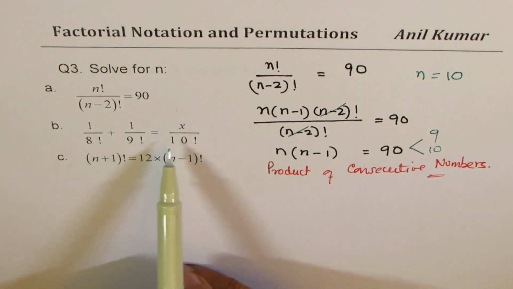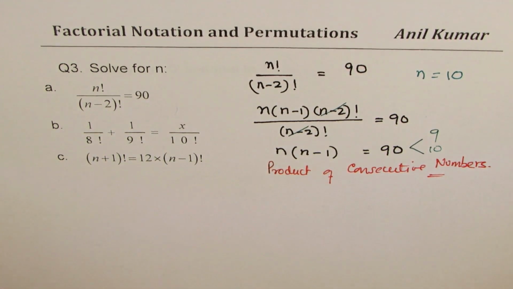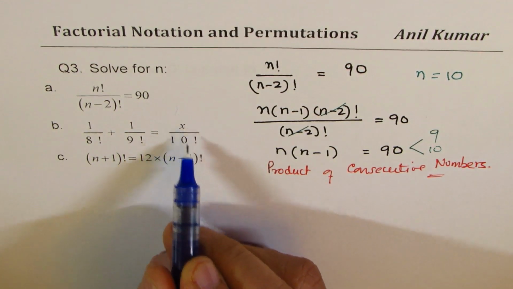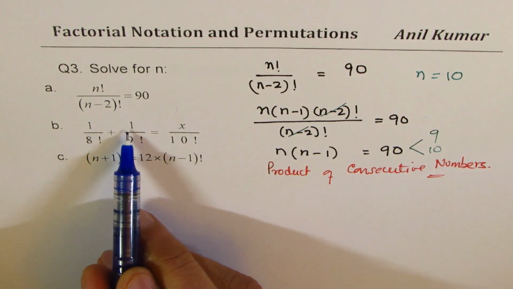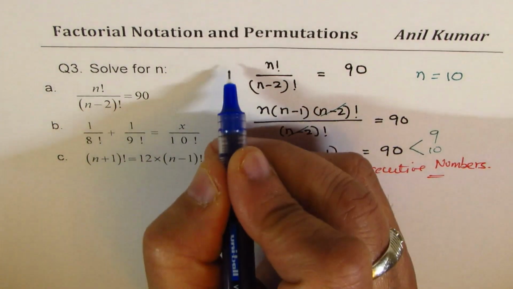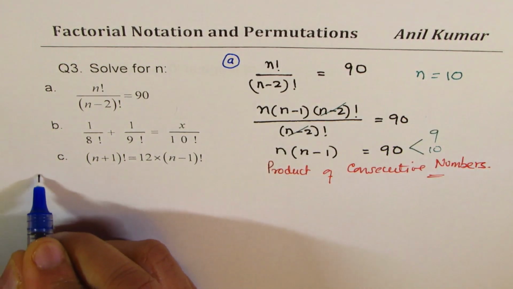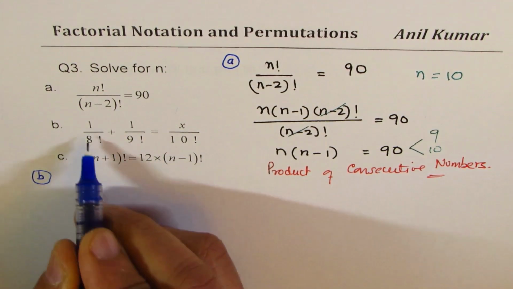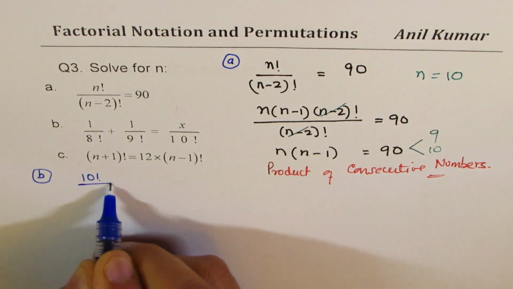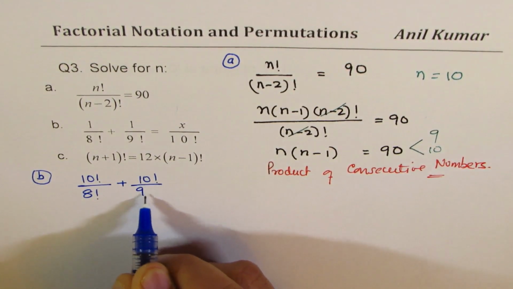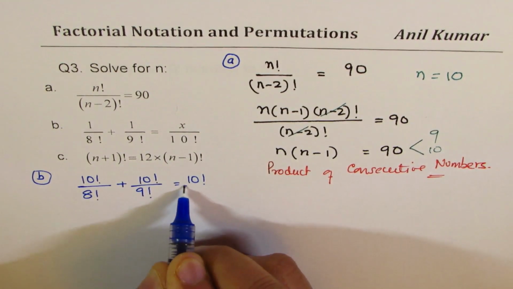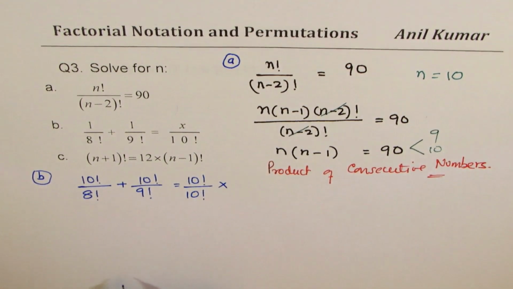Okay. Now let's look into the next one, which is 1 over 8 factorial plus 1 over 9 factorial equals x over 10 factorial. So in this particular case, let me multiply each term by 10 factorial. So this was part A. Now let's do part B. What I'm doing here is multiplying everything by 10 factorial. So I'm writing this as 10 factorial by 8 factorial plus 10 factorial by 9 factorial equals 10 factorial by 10 factorial x. So the right side is 1, correct?